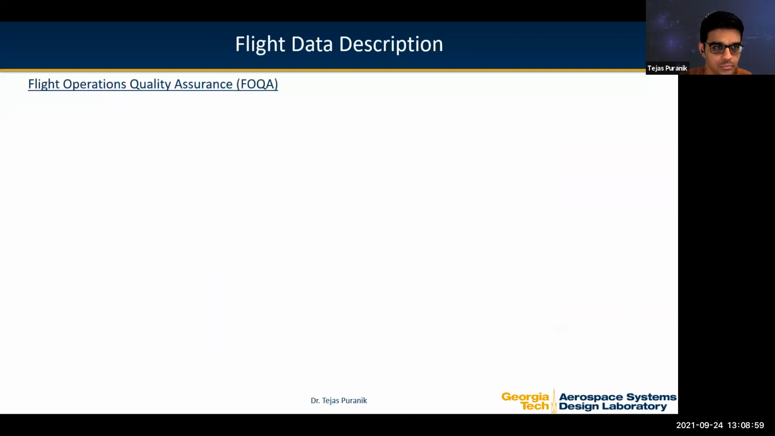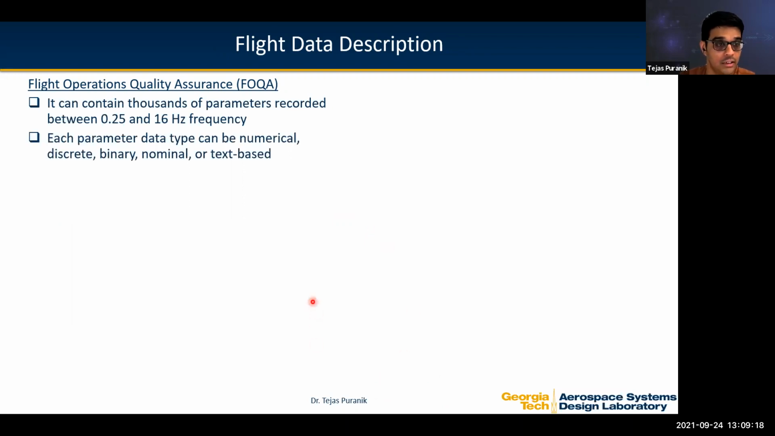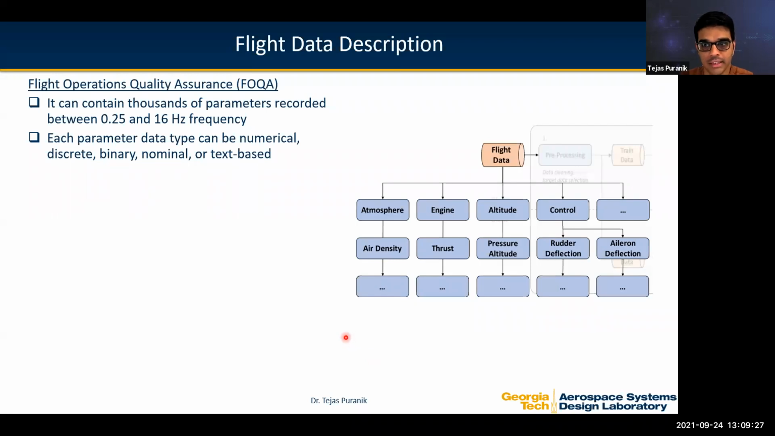So starting first with the flight data, what we used in this work is called Flight Operations Quality Assurance data, or FOQA data. This data consists of thousands of parameters that are recorded, could be recorded anywhere between 0.25 to 16 hertz frequency. The data types could be numerical, discrete, binary, or text-based, or nominal. And this data is typically organized as a hierarchical structure of flight data parameters.